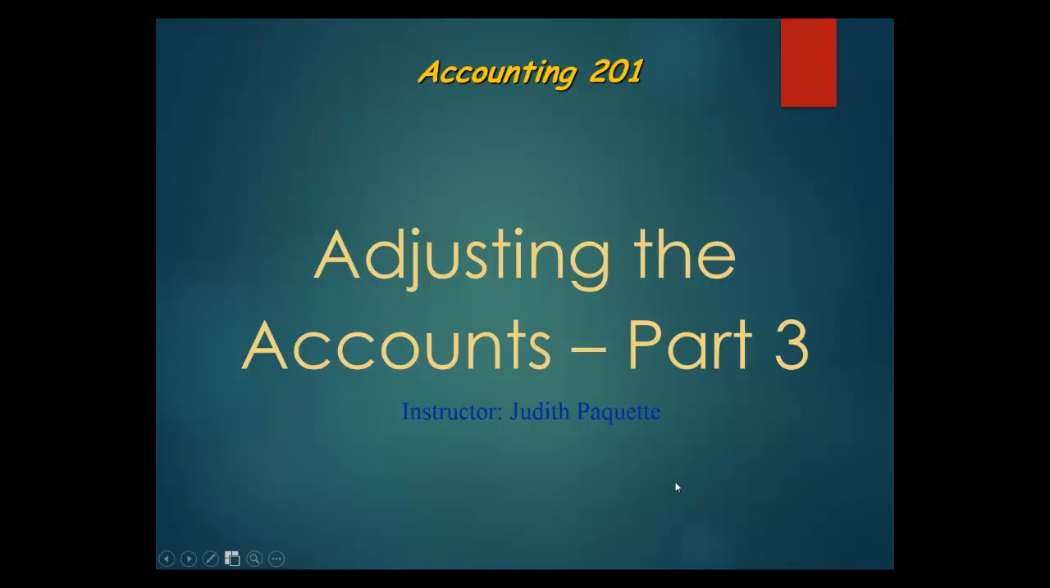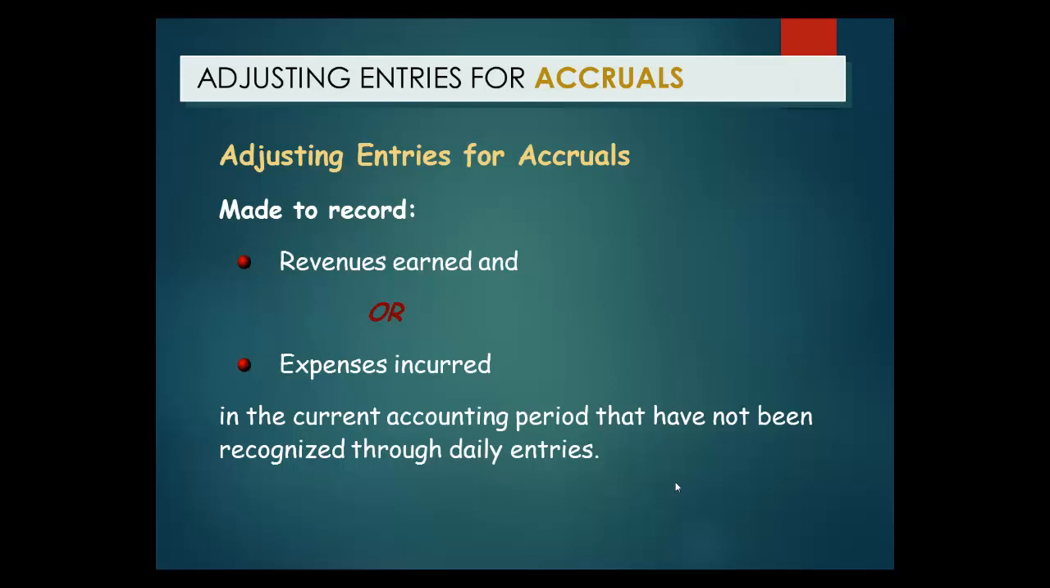Welcome back. Last part of adjustments, part 3. We're going to do the adjusting journal entries for accruals. We're going to book 3 journal entries.